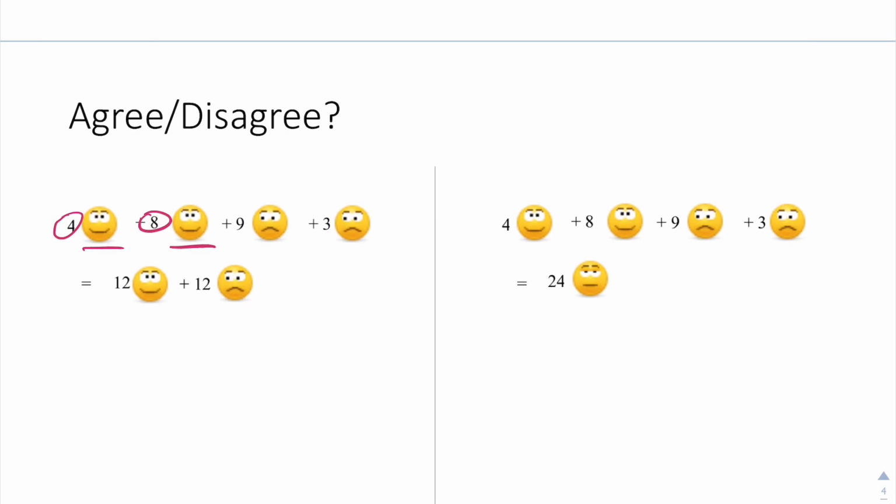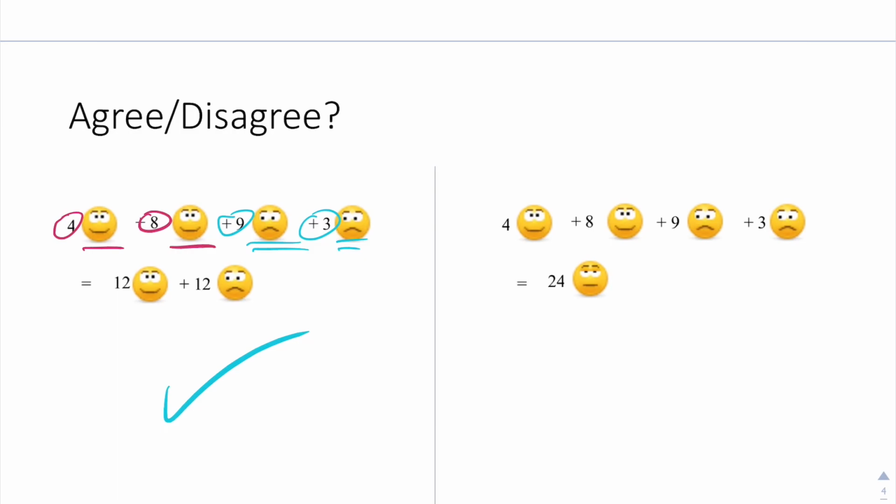These two terms are both frowny faces, and they have no exponents, so they're like terms, so we can add the coefficients to get 9 and 3 makes 12 frowny faces. And there we go, 12 smiley faces, 12 frowny faces. This one works. Now, take a look at the second one. For this one, I disagree.